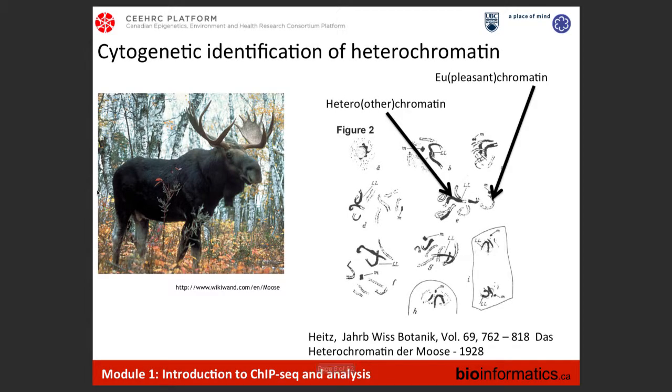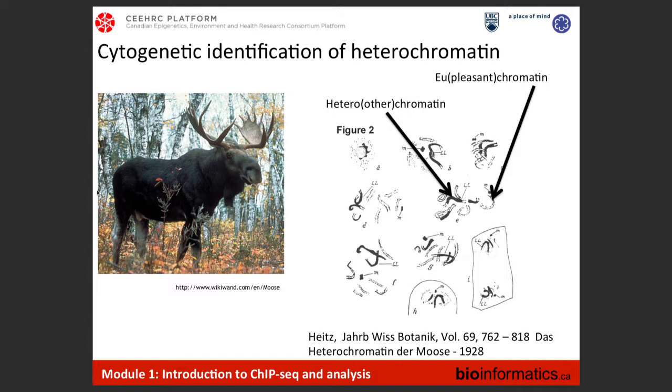Okay, so a very brief history of epigenomics. Some of this is probably review for a lot of you, but let's remember that the terms heterochromatin and euchromatin, which hopefully most of you are familiar with, were actually coined almost a century ago, right?